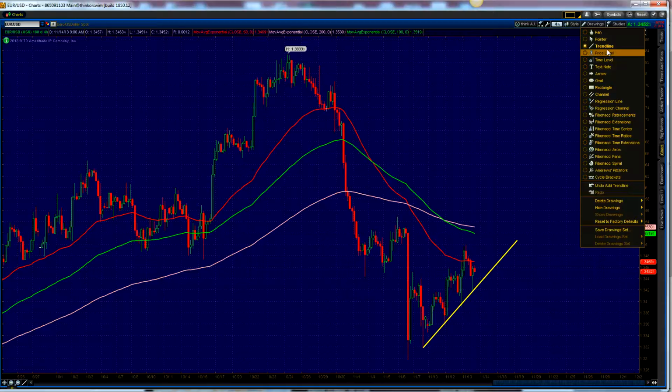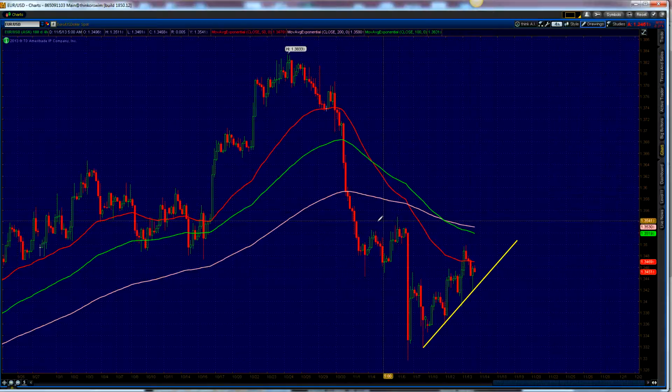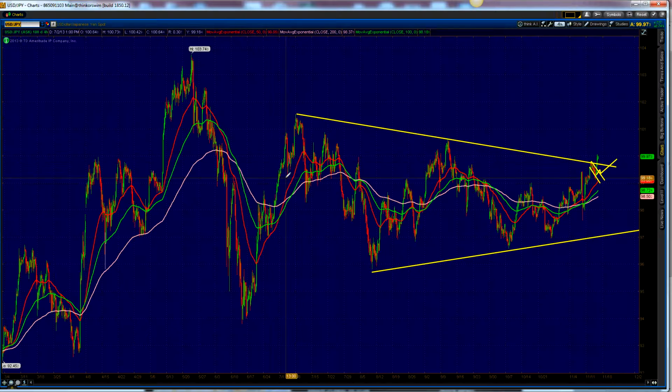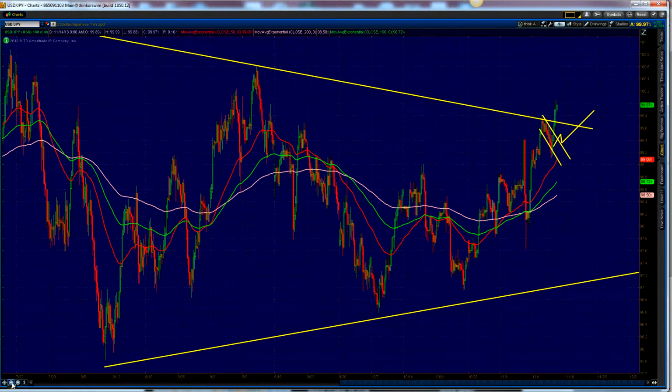In terms of resistance levels, the major one that I would be watching would be these swing highs here. It's about 135.30. That also corresponds pretty nicely with some significant 4-hour moving average resistance. So if we do manage to clear 135.30 with some conviction, you would expect the market to continue to push euro dollar higher.